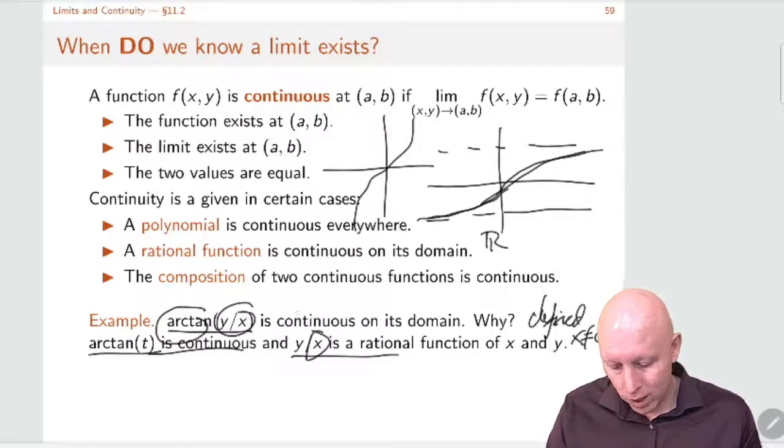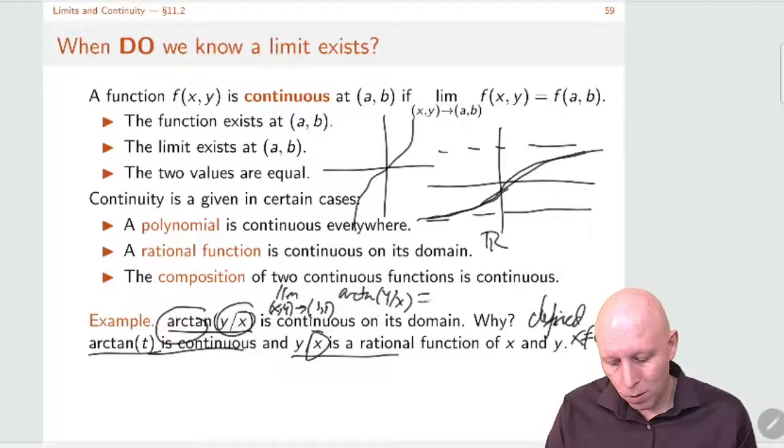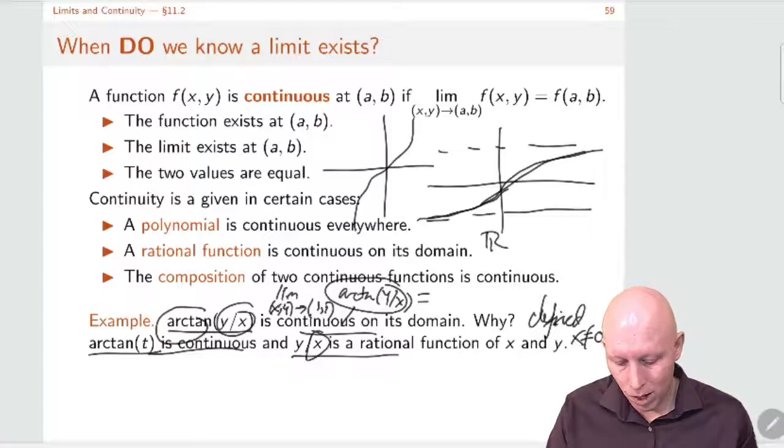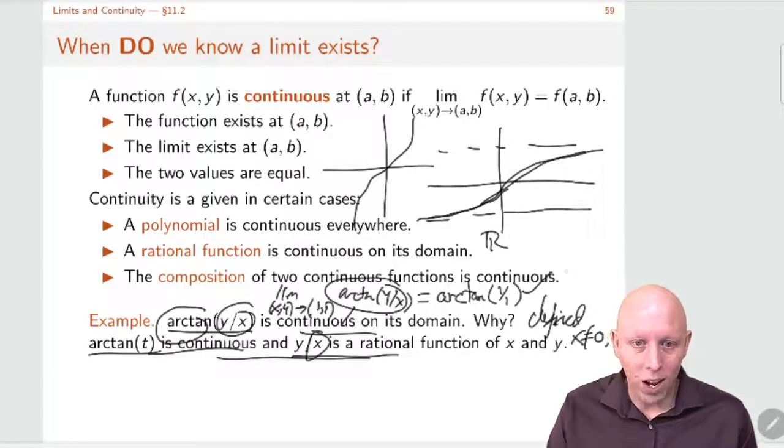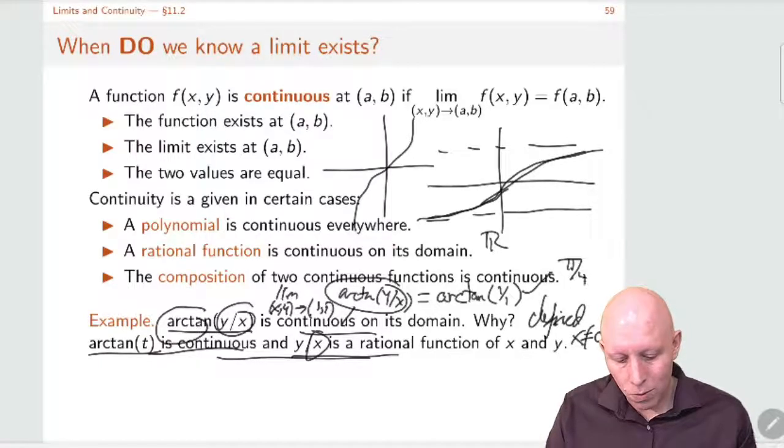So if we had something that said, find the limit as (x,y) goes to (1,1) of arctan of y over x, we would say this is continuous because it's continuous on its domain, just how we showed it. And so this is going to be equal to what happens when we just substitute in y equals 1 and x equals 1. And then we need to remember, what value gives 1 when you take its tangent? The answer is pi over 4.